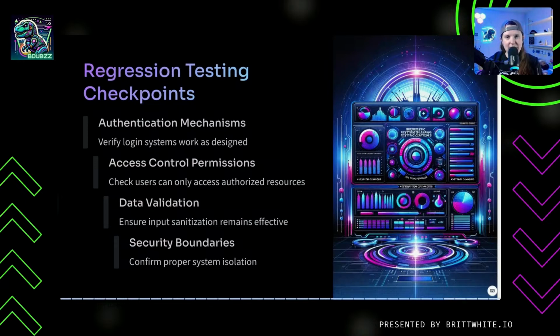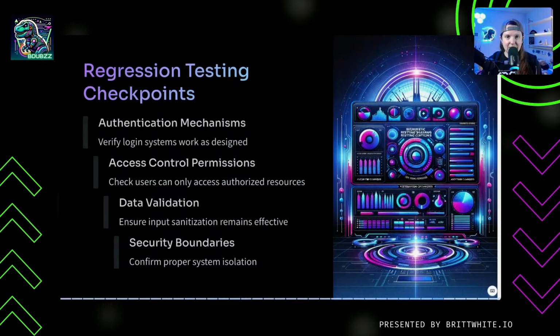Let's break these down. The first checkpoint is your authentication mechanisms. Think of these as your digital front doors. Every time you make a change to your system, you must verify that your login systems are still working exactly as designed. This is your first line of defense. The next checkpoint is access control permissions. This is important. After any change, we need to double check that users can only access what they're authorized to see and nothing more. You'd be surprised how often a simple update can accidentally open unauthorized access paths.